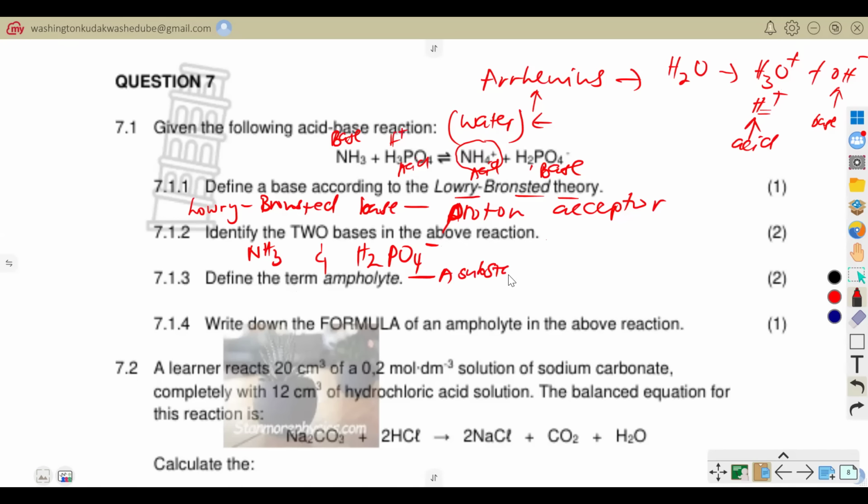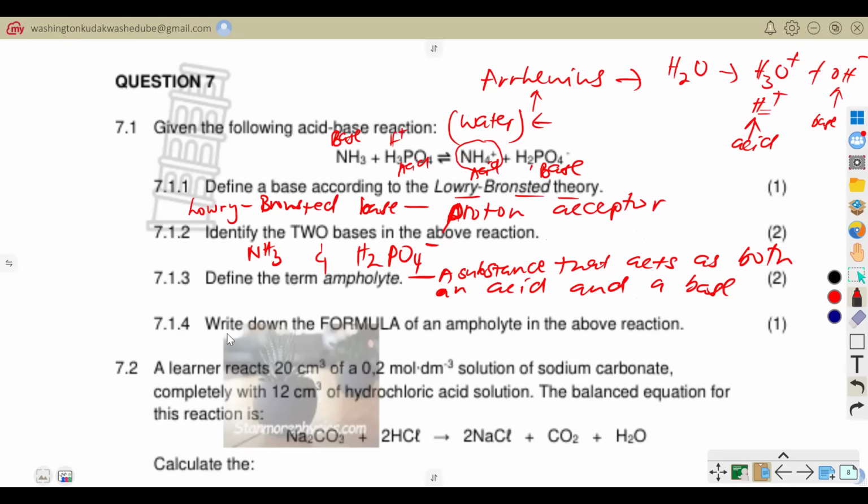A substance that acts as both an acid and a base. It can be an acid in a certain reaction, it can be a base in another reaction. For example, you have water. Water can be a base when it's reacting with hydrochloric acid. It can actually be an acid when it's reacting with ammonia.